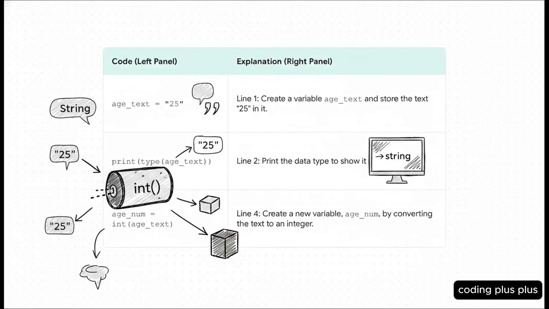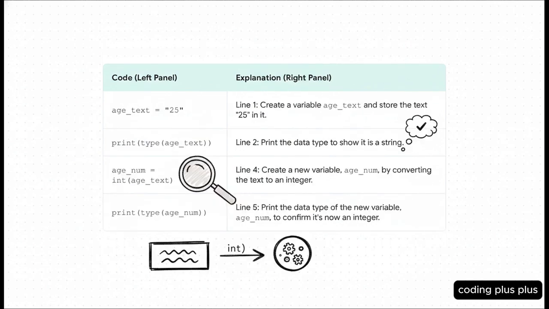Line 4 introduces our next tool, the int function. This function does the exact opposite of string. It takes the text inside ageText, recognizes the digits, and converts them into a whole number, or integer. We then store this new number in agenum. And to confirm our conversion worked, line 5 checks the type of agenum. Sure enough, Python now identifies its type as int. It's no longer text, but a number we can use in our calculations.